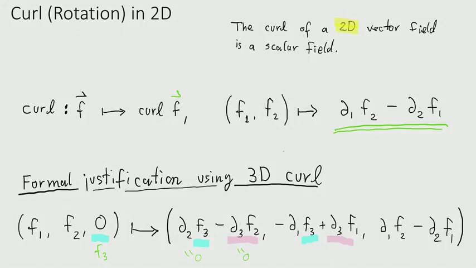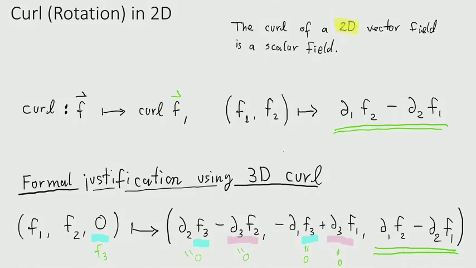Something similar happens now in the second component. f3 is 0, so that derivative certainly vanishes. And the x3 derivative of f1 is also 0 because f1 only depends on x1 and x2. It does not depend on x3. There's no x3 going in there, so that one vanishes as well. Which means the only thing that remains is the third component, which is the x1 derivative of f2, del 1 f2, minus del 2 f1.